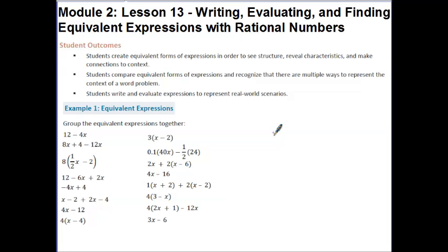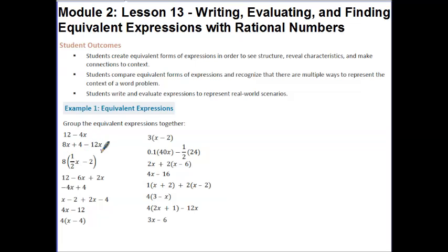and see if they match any of the other problems. So the first thing I look at here is 12 minus 4x. The big thing I notice is I cannot combine the number 12 with the negative 4x. Those are not like terms. You can't combine a constant with a variable. So that is as simplified as it can be. I'm going to skip that one for now. Maybe it will be the simplified expression of one of our more complicated expressions.